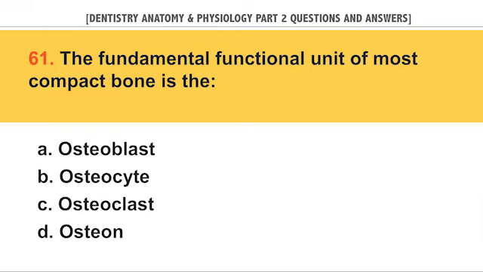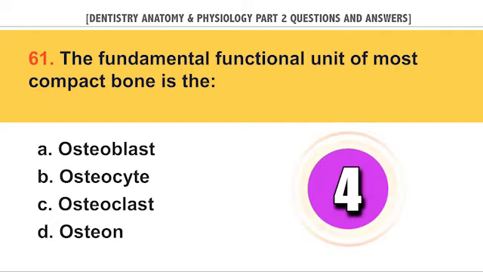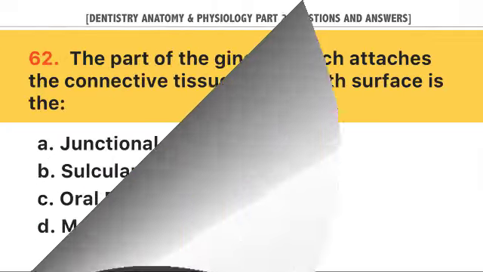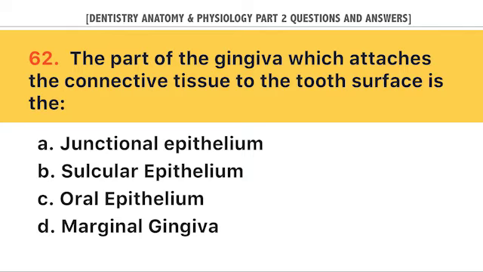The fundamental functional unit of most compact bone is the: A. Osteoblast, B. Osteocyte, C. Osteoclast, D. Osteon. Answer D. Osteon. The part of the gingiva which attaches the connective tissue to the tooth surface is the: A. Junctional epithelium, B. Sulcular epithelium, C. Oral epithelium, D. Marginal gingiva.